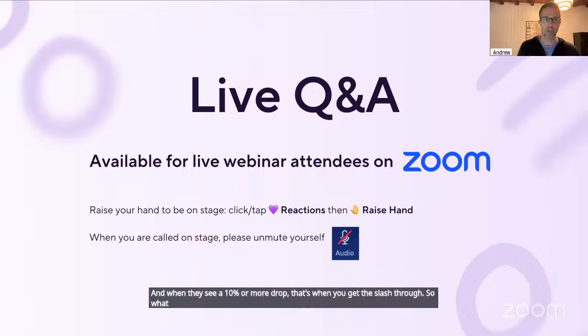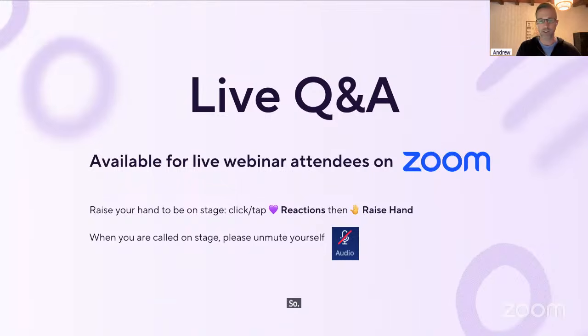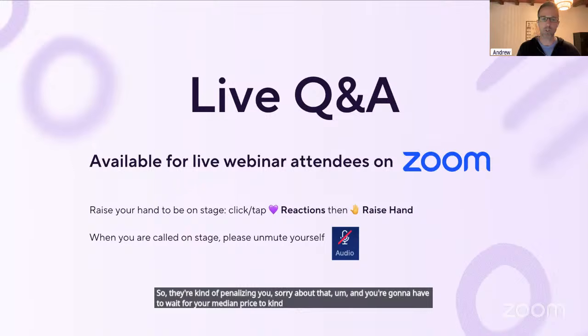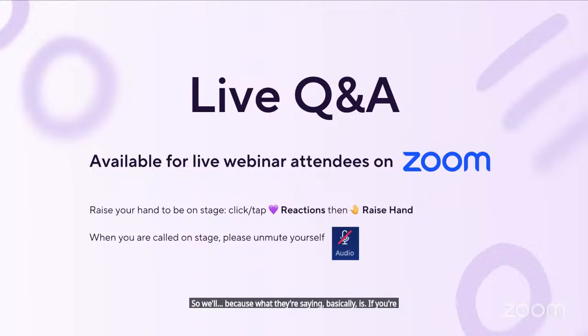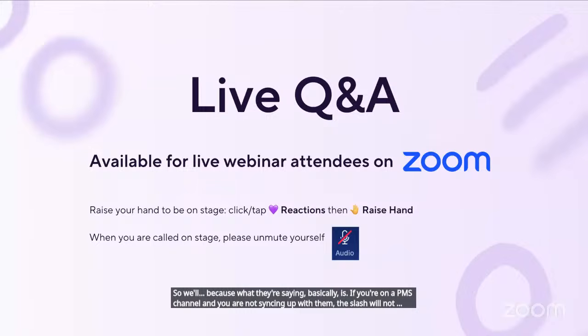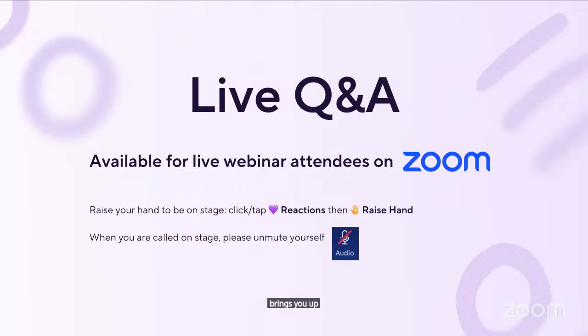So what's going to happen now is, because they forced all of you to change your fee structure, you're now going to be sending a higher price to Airbnb, even though the price to the guest isn't really changing. So they're kind of penalizing you. I'm sorry about that. And you're going to have to wait for your median price to reset to the new levels before you start to see what they call merchandising of those discounts. Because what they're saying basically is, if you're on a PMS channel and you are not syncing up with them, the slash will not show. And if you put a slash through and you put it into Airbnb, it actually brings you up in the algorithms because you're offering a special.